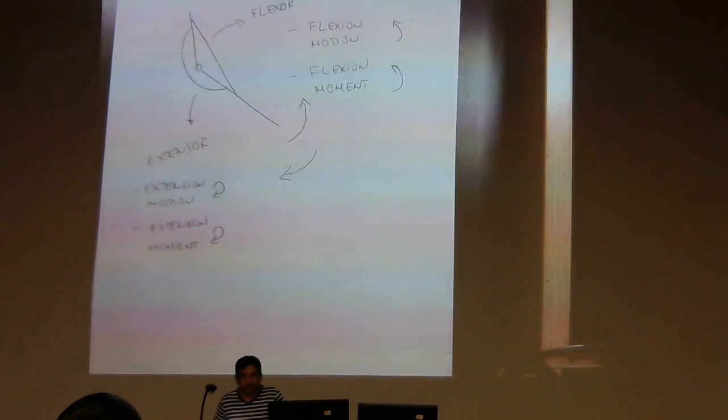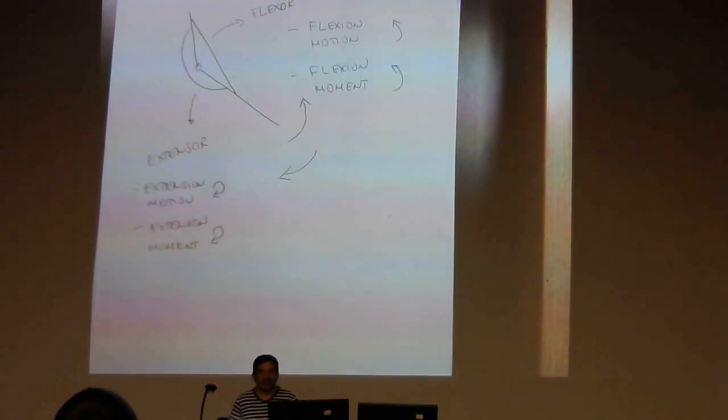Oh, how's your day? Oh, so I like extensors. Do you like flexors more or extensors more? Depends on the pose it's trying to.